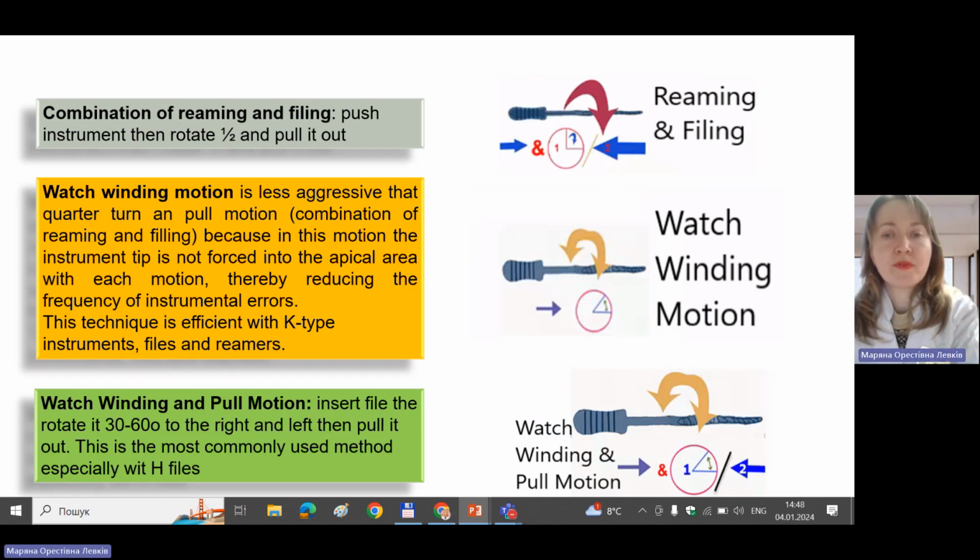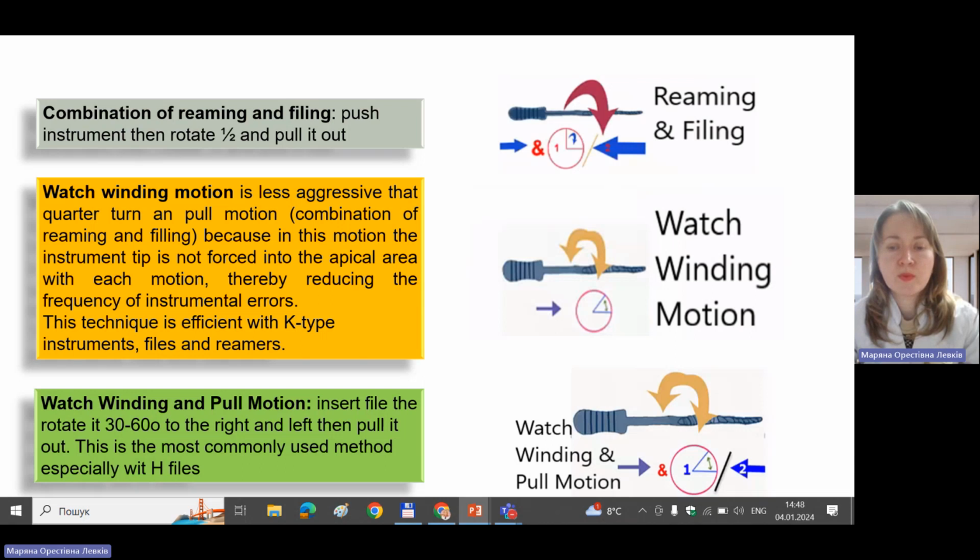So we have a few more modifications of this treatment technique. So we have a combination of reaming and filing. Push the instrument, then rotate 1/4 and pull it out. The watch winding motion is less aggressive than the quarter turn and pull motion, the combination of reaming and filing, because in this motion the instrument tip is not forced into the apical area with each motion, thereby reducing the frequency of instrumental errors. This technique is efficient with K-type instruments, files, and reamers.